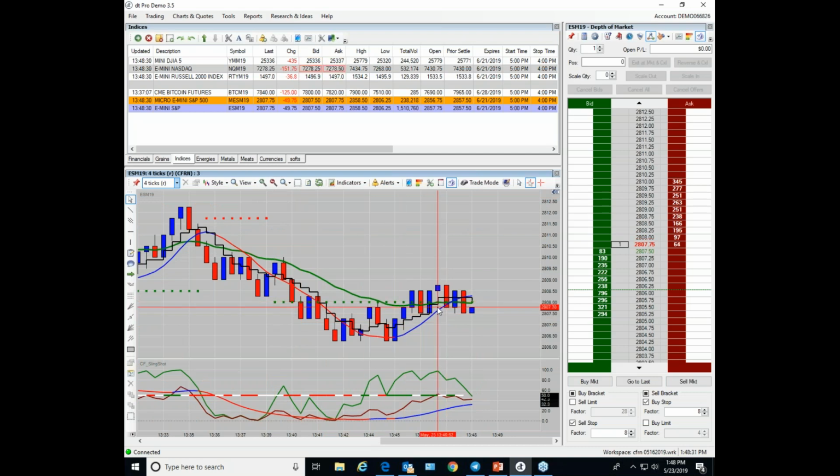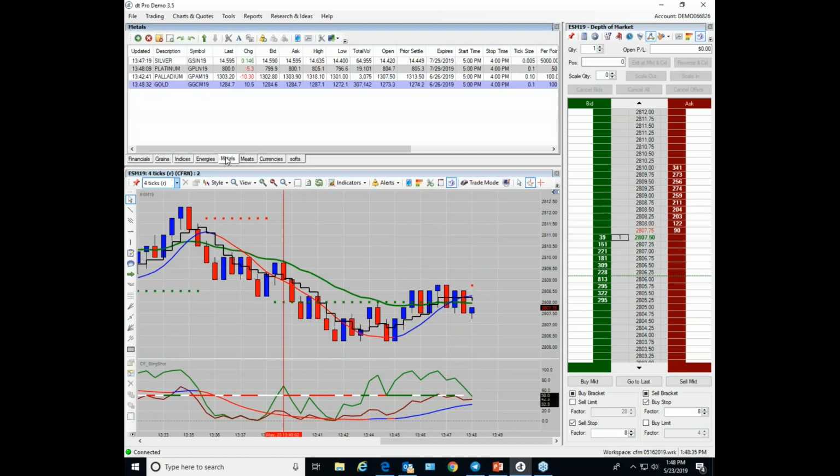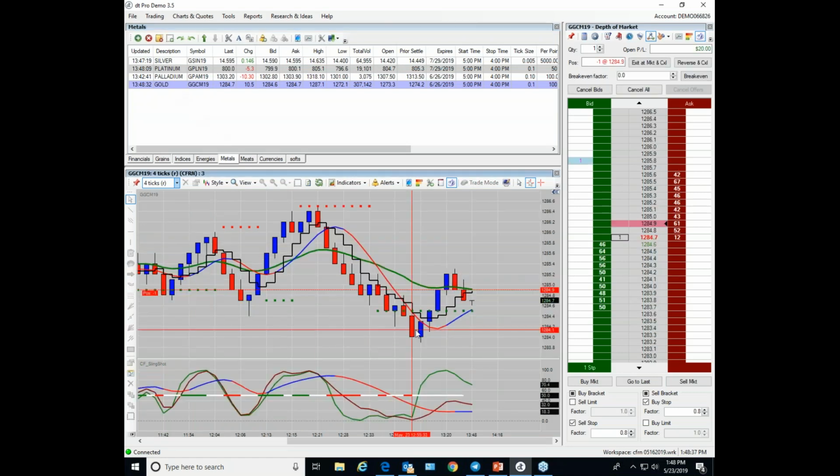Okay, I just try to keep it simple. Yeah, that's right. 4.6 by 4.9. Here's our gold. Okay, there was plus 4 ticks. No, not yet. All right.